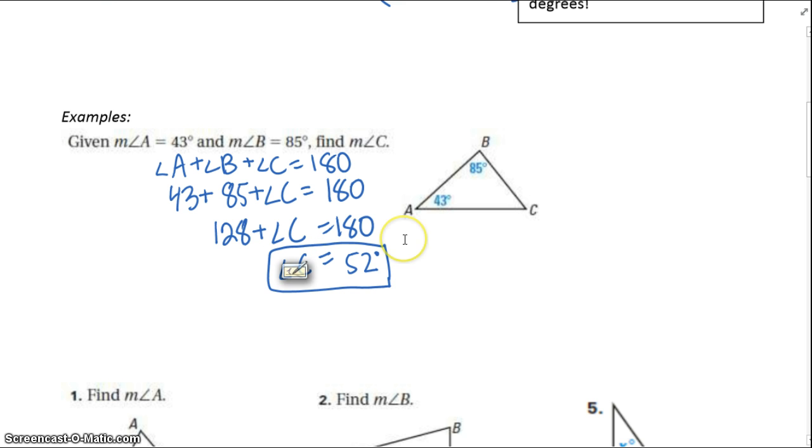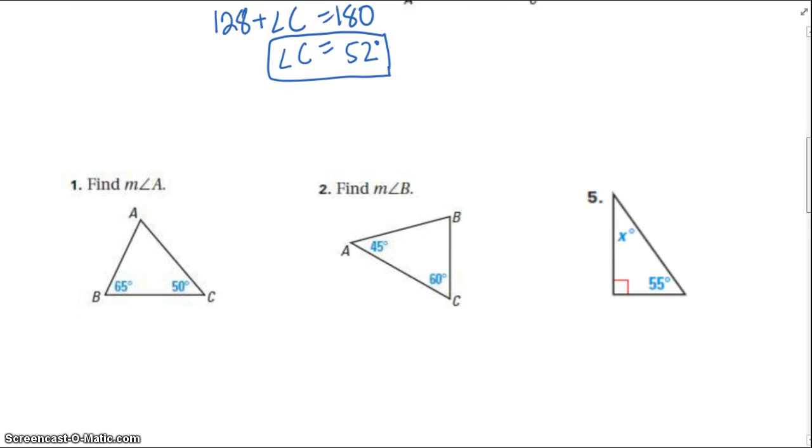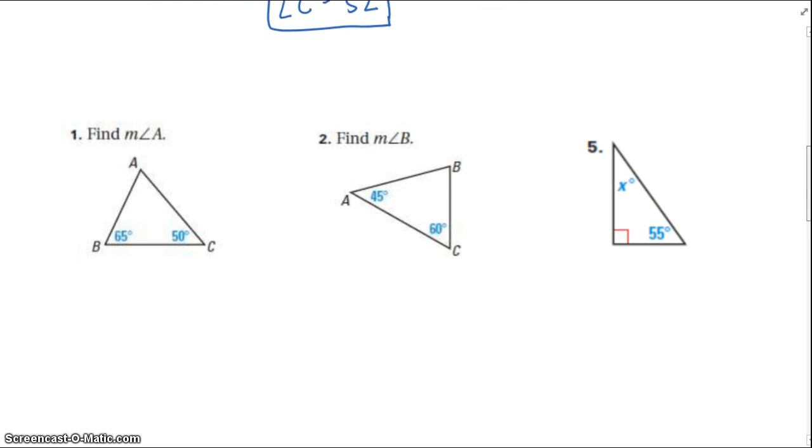Now some of you can do that quickly, some of you need the equation. I say for now use the equation until you get 100% on a quiz so you know you can do it. And then if you want to do it a little quicker than I did there, that's totally fine. Okay? Let's look at number 5 actually. I'm going to kind of skip around here.